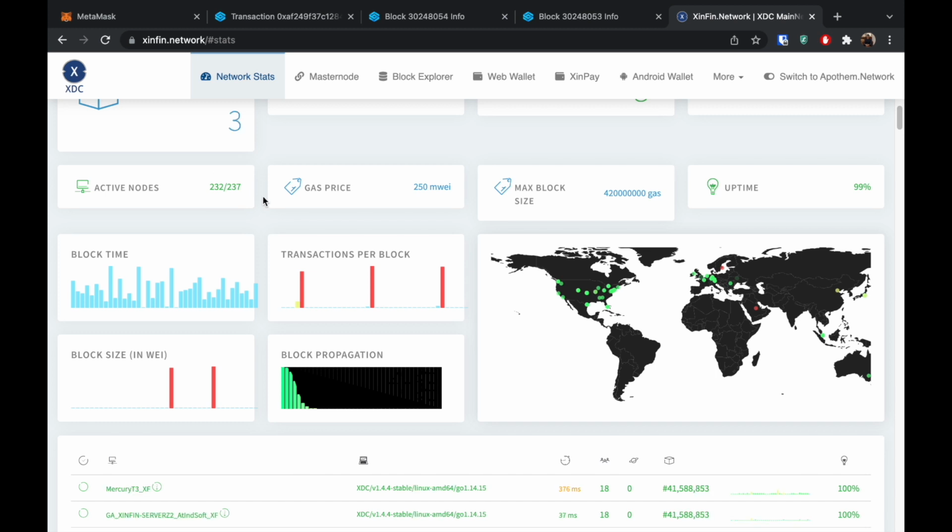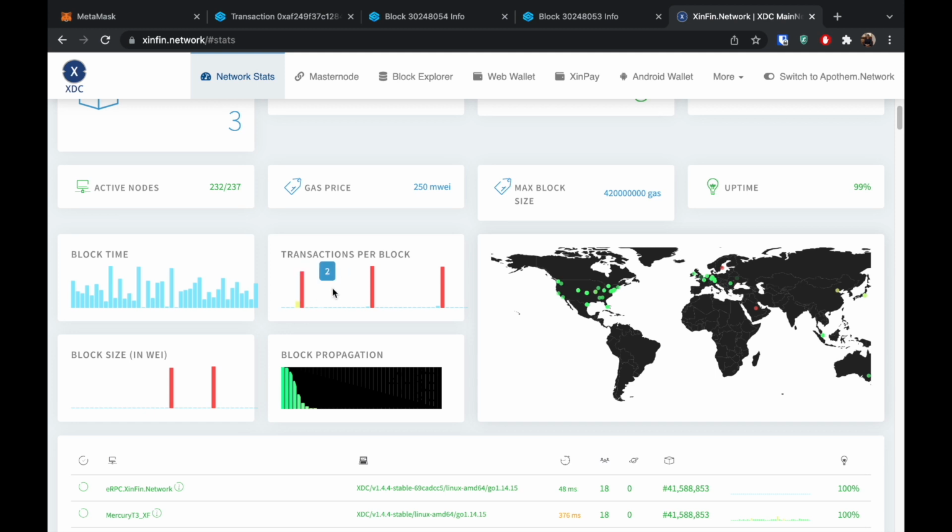The active nodes essentially tells us that there are 232 nodes which are currently actively participating within this network, and the map shows us where each one is located. You can also see that there are some red dots here, which is telling us that these are the 5 nodes which are a part of the network, but they're not active currently. Apart from that, these graphs tell us about the block time, which is on average 2 seconds, it seems.